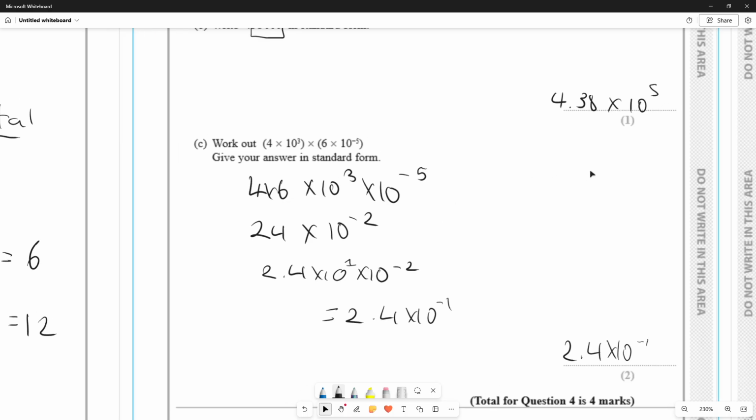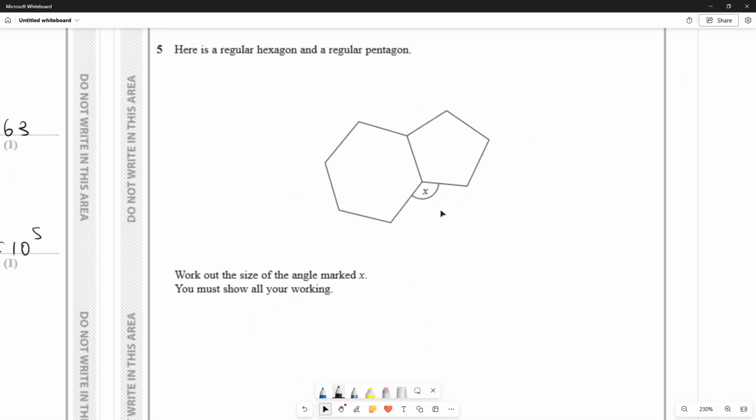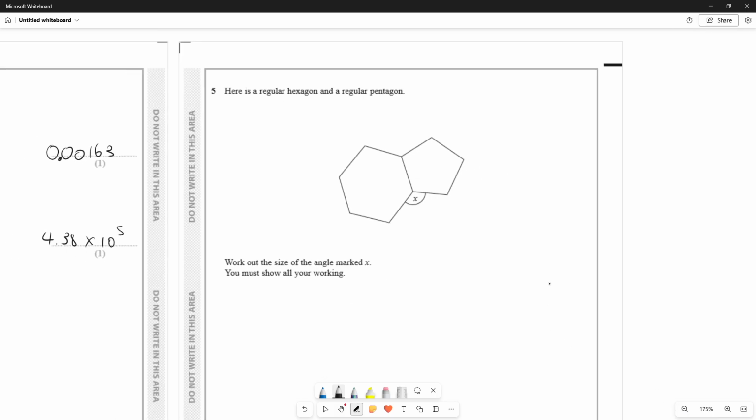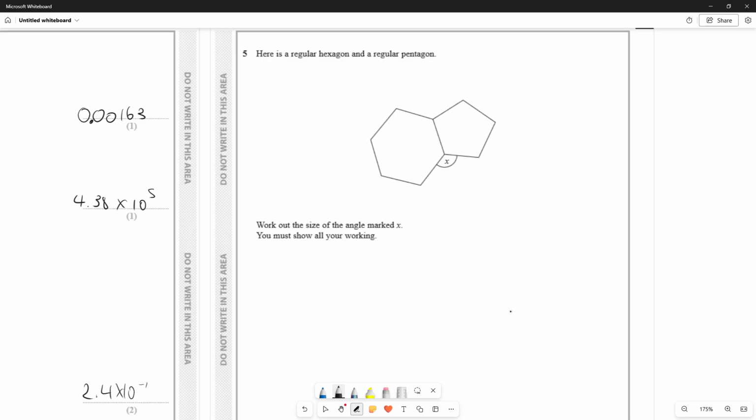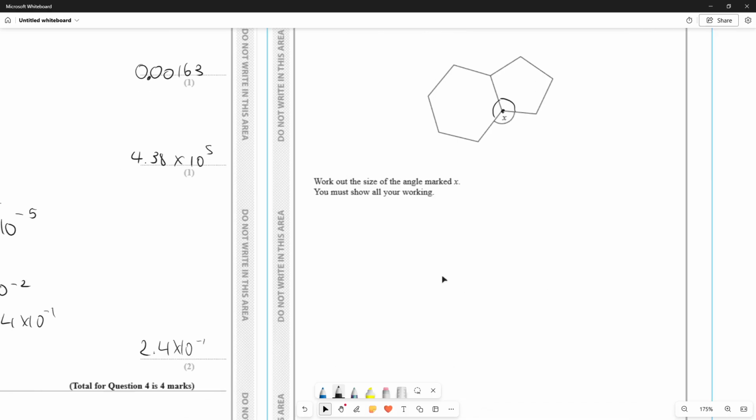Let's move on. Here's a regular hexagon and a regular pentagon. Work out the size of angle marked X. Notice that this is a point, and there's an angle here and an angle there. And you know, angles around a point add up to 360. So in order to find X, you need to subtract one angle of a regular hexagon and one angle of a regular pentagon. So let's figure out how we can do this.